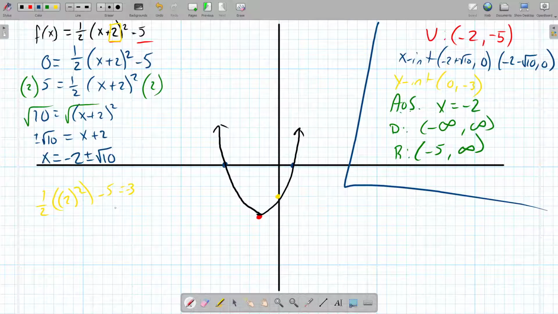Alright, so that's it. That's how we graph parabolas that are in this vertex form.